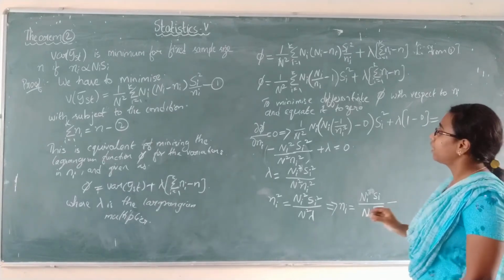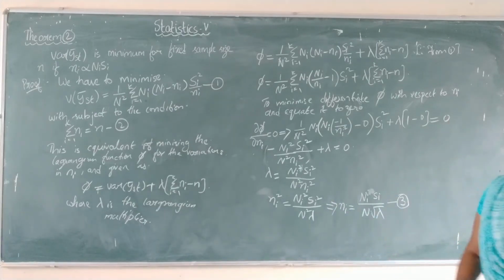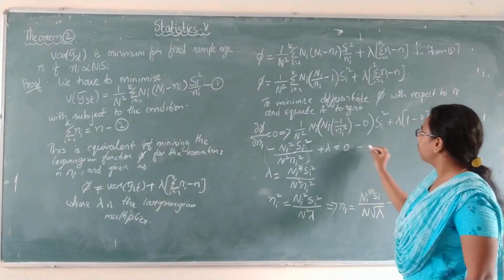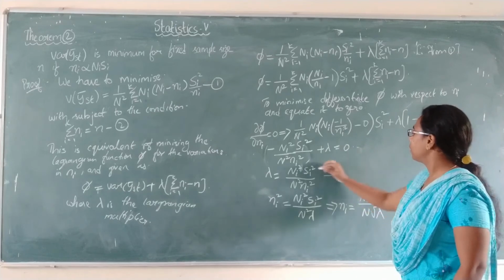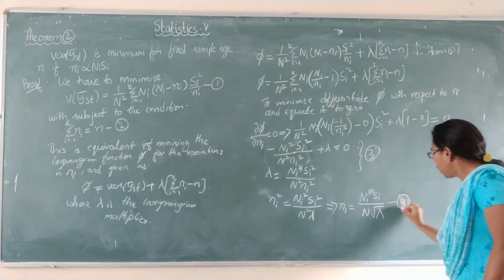So keep it as equation 3. This is the equation 3 we got. Keep this one as equation 3 because we will be differentiating with respect to this equation only. Keep it as equation 3. Keep it as equation 4.